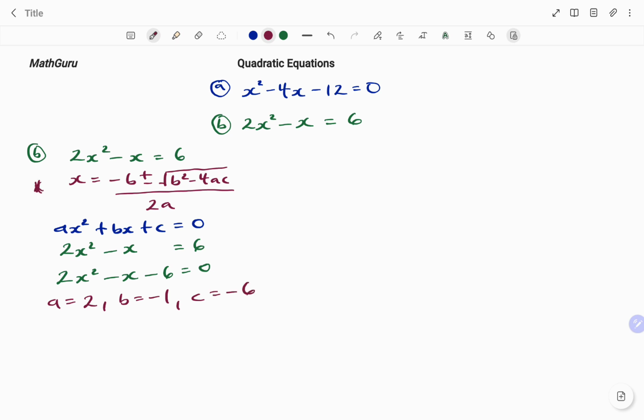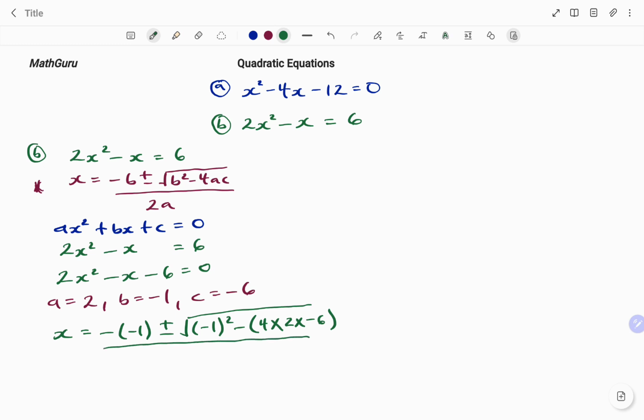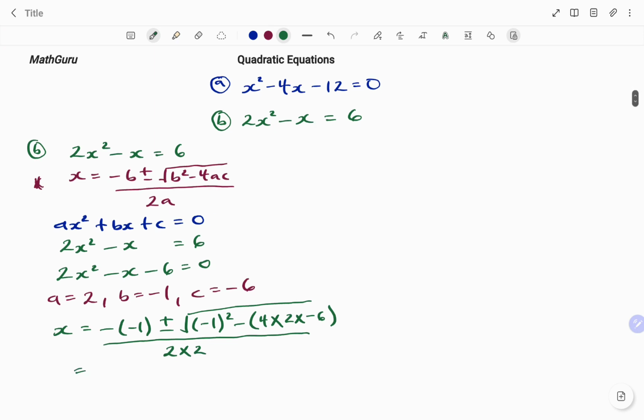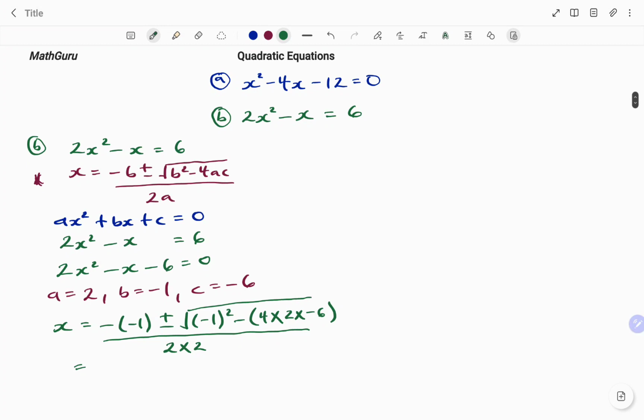So going back to my quadratic formula, I'm going to insert those values. I have the value of x equals -b. Note that b is -1, so I'm going to put that in a bracket, plus or minus the square root of b squared. Because of the negative sign, I'm going to put that in a bracket again, minus 4 times a is 2, c is -6, close bracket, divided by 2 times a. Note that my a is 2. If I simplify further, I have negative times negative, that's positive.